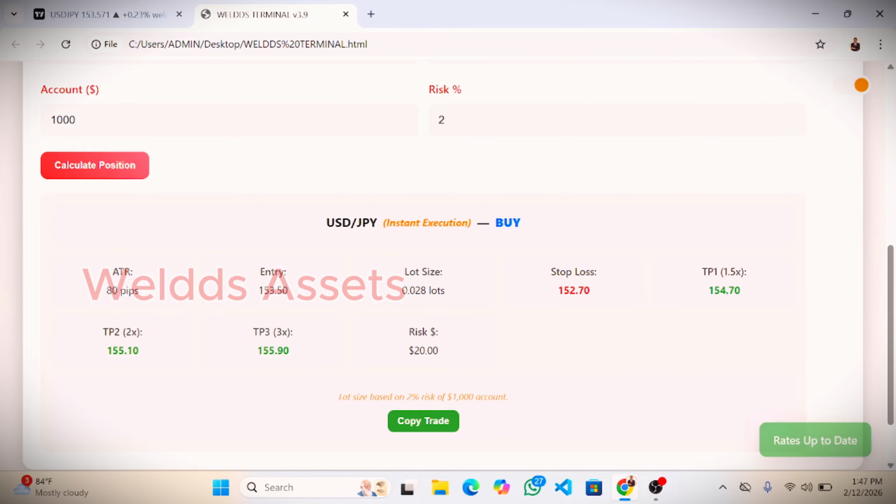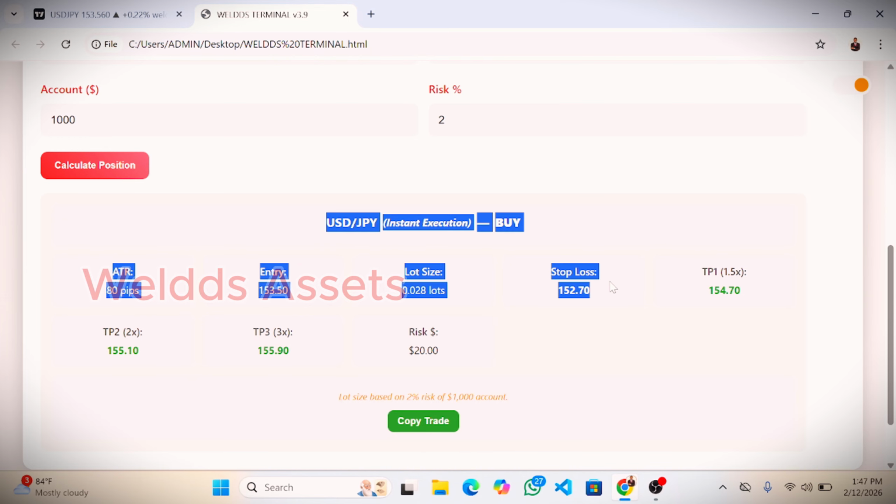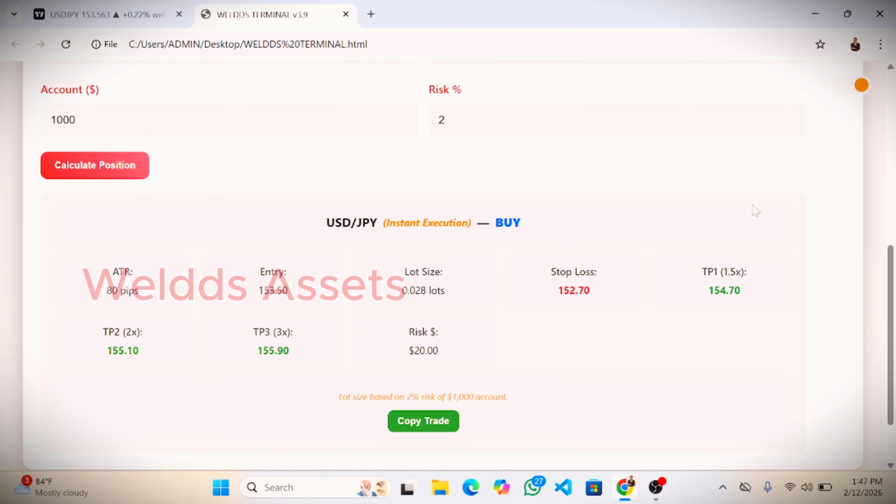Then you have your take profit 1, take profit 2, and take profit 3. So even at take profit 1, you are already targeting 1.5 times your stop loss. And once the market hits your take profit 1, you move your stop loss to break even and keep on riding the remaining positions risk free.